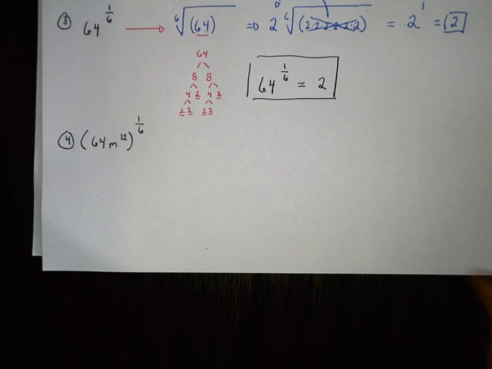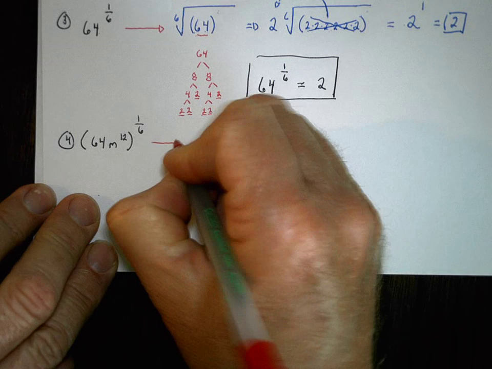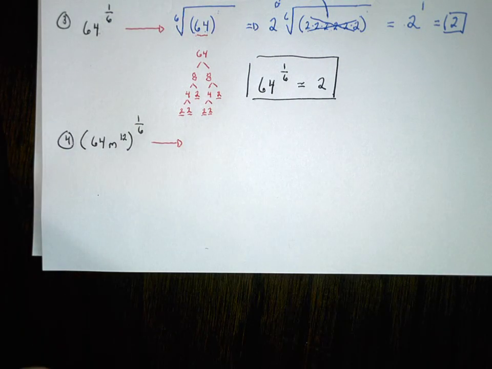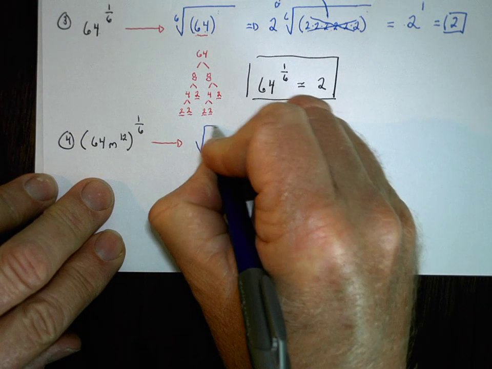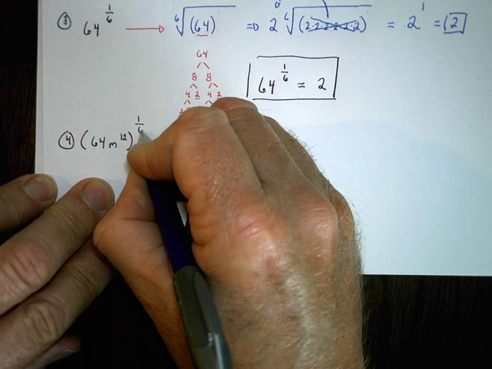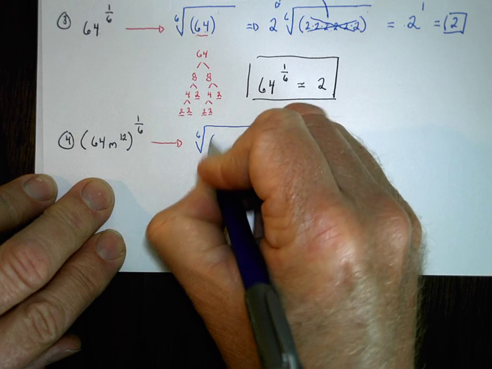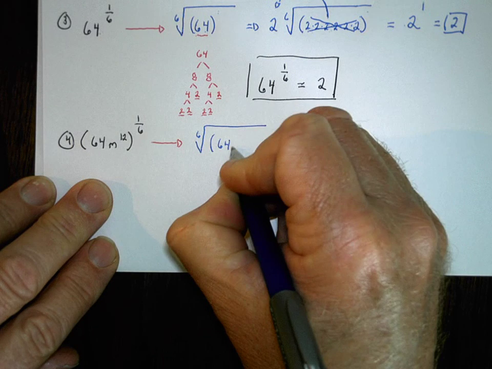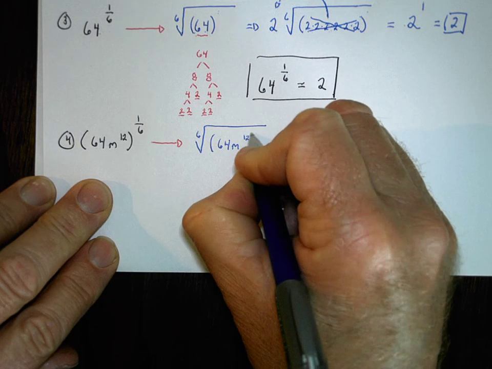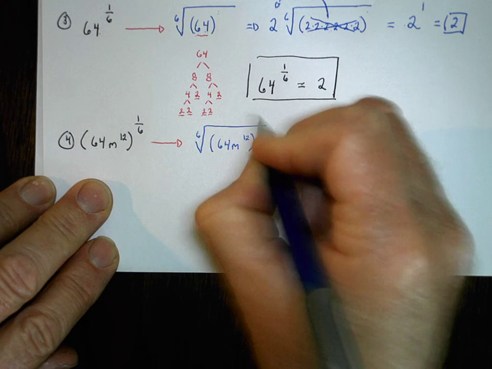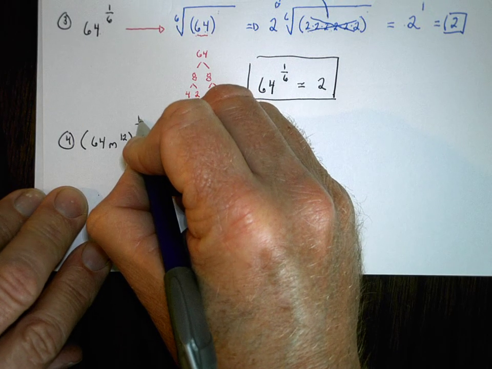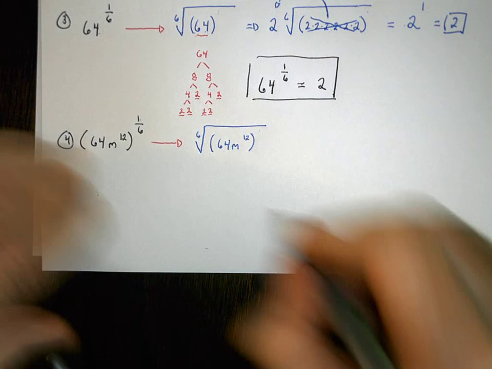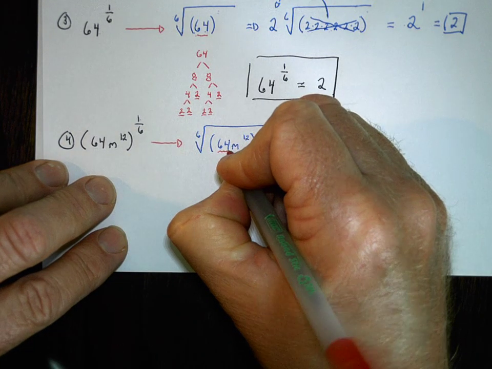So what's my first step? Well, I'm going to convert this exponential form into radical form. So I draw the radical. What would my index be? It would be a 6. What would my radicand be? Remember, my radicand is always the base, and my entire base is 64m to the 12th power, and then that radicand would be to the power of 1 because the exponent has a numerator 1, but I don't have to put a 1.